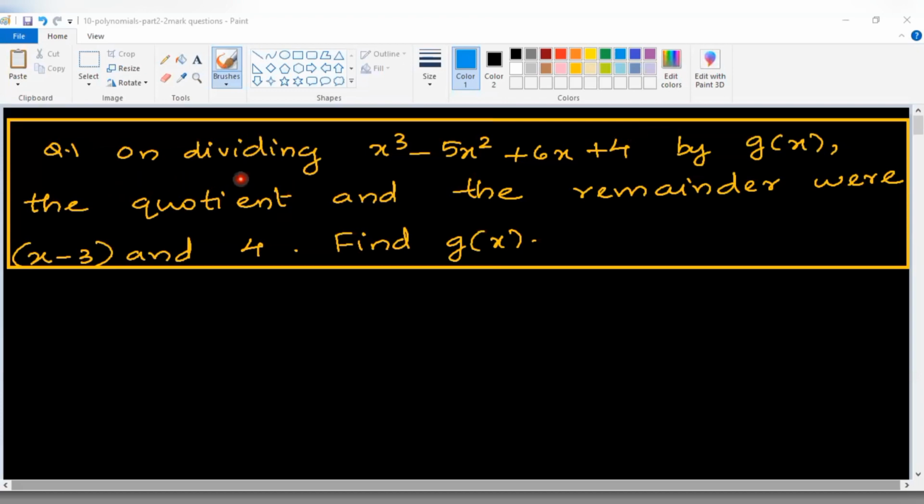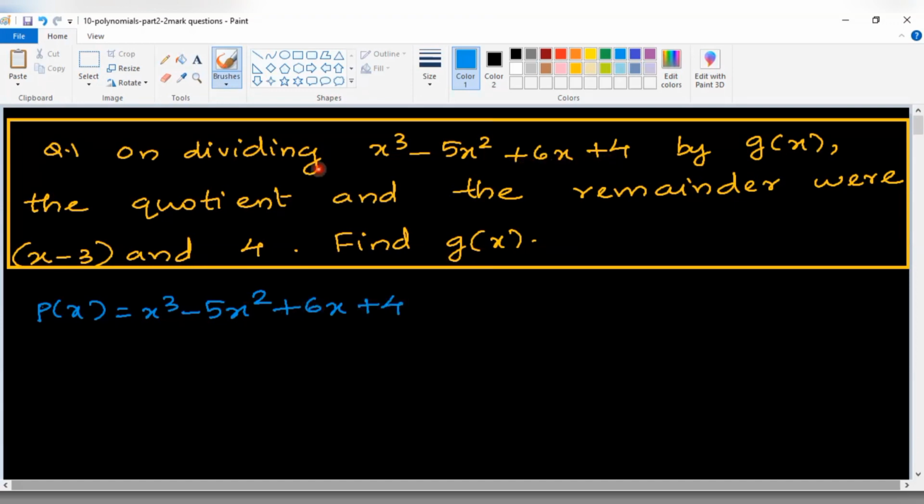This is our first question. On dividing x cube minus 5x square plus 6x plus 4 by g of x, the quotient and the remainder were x minus 3 and 4. Find g of x. Okay, so here a polynomial is given. Let us take it as p of x. Then p of x is given as x cube minus 5x square plus 6x plus 4.